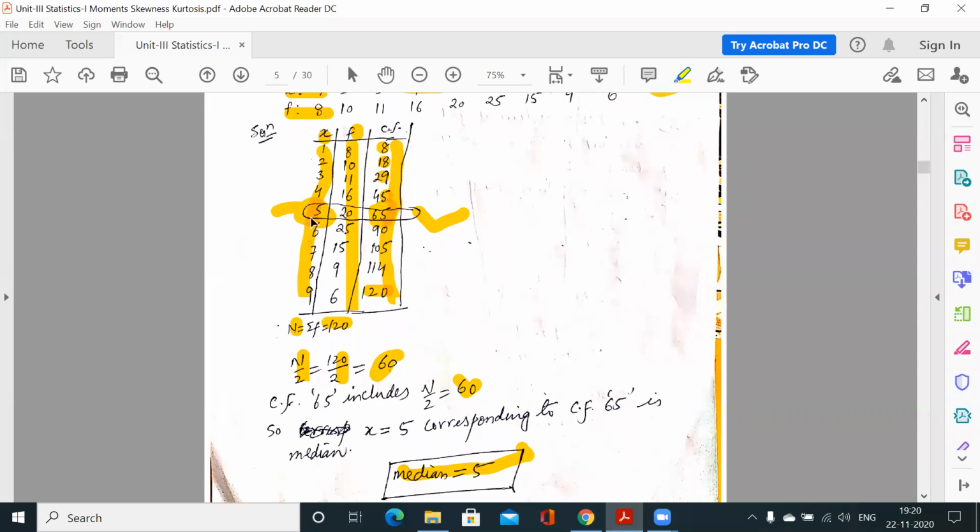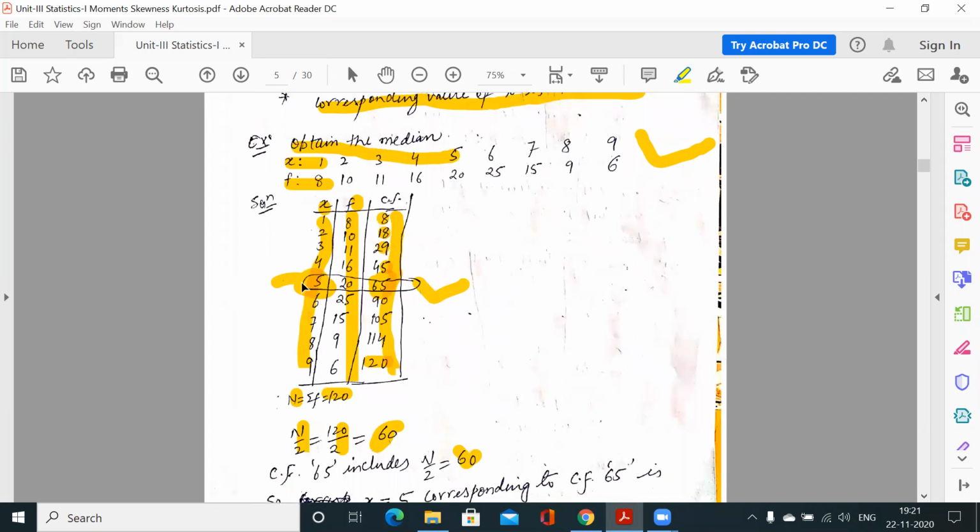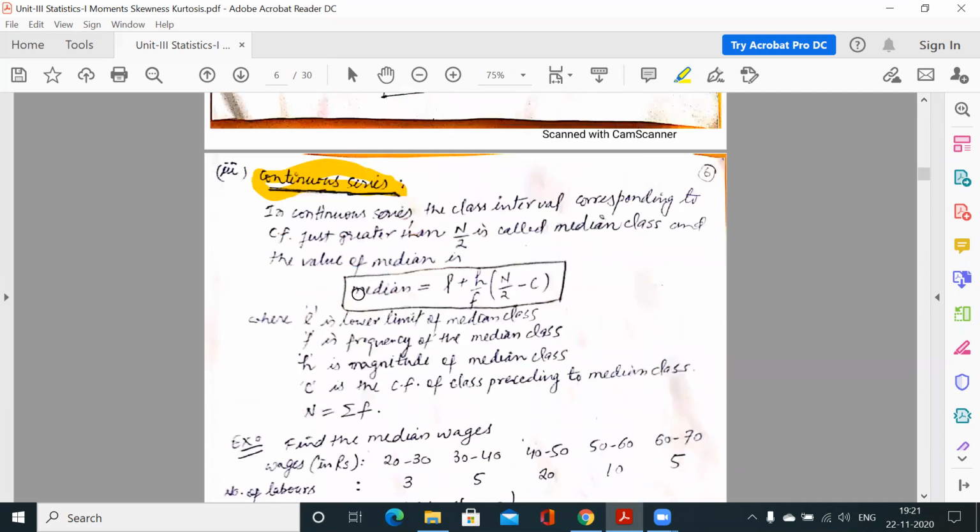For a discrete series we directly get one single value which is our median. But if we apply the same process for a continuous series, instead of a single x we get one interval as the median, suppose 0 to 5. So in that interval we have the median value. First we apply the same process. We search for one interval, that is our median class, and for that median class we apply this formula, which will give us our median.